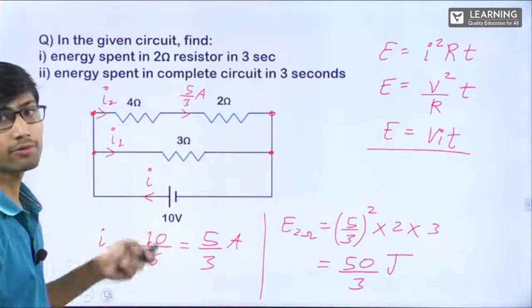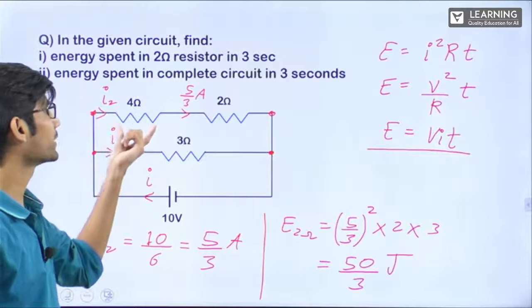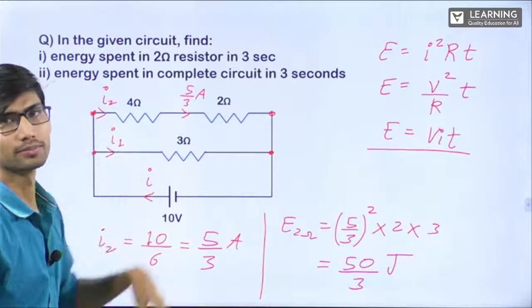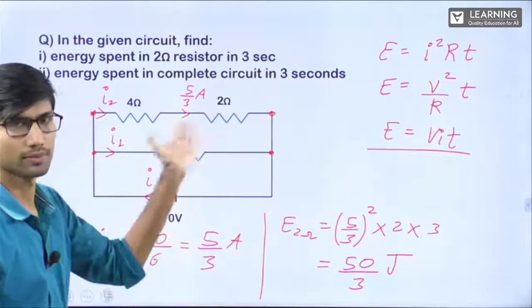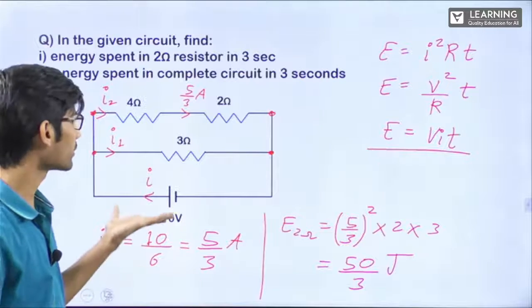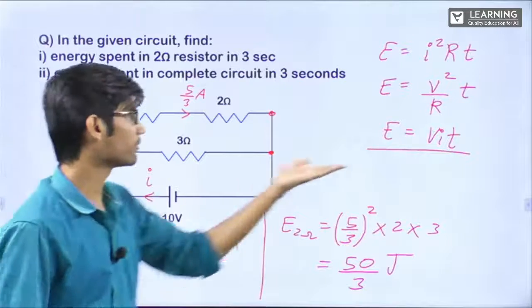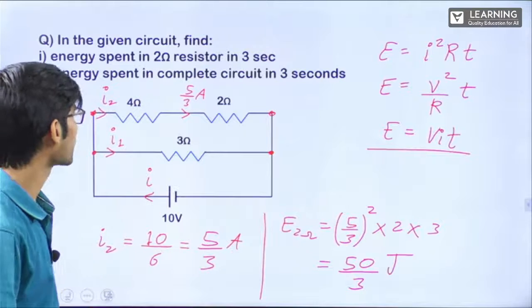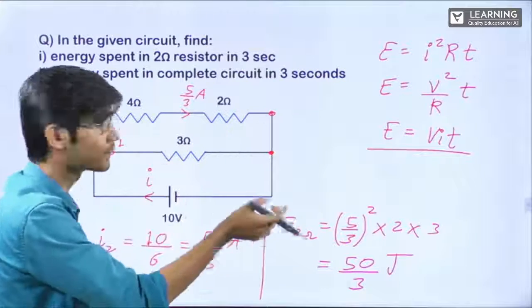Right? Or second way, what you can do, find the energy spent here, find the energy spent here, find the energy spent here, add all the energy. Again, you will get the same answer. So anything, whatever you like, you can do it, but I feel finding the current and just multiplying it by voltage and time will be easy. So let us find the current.